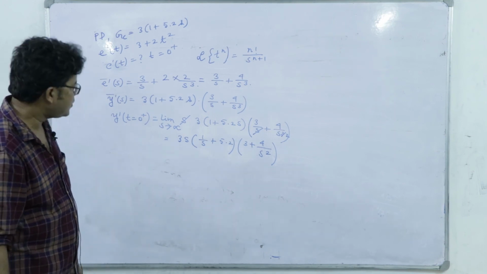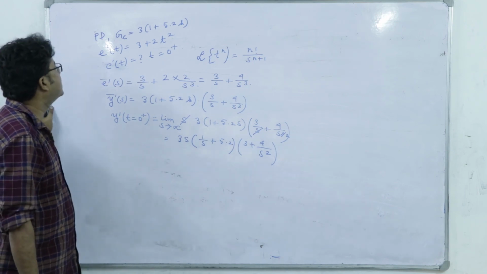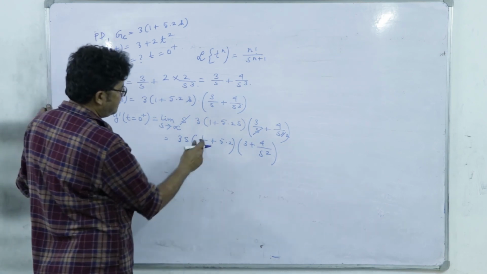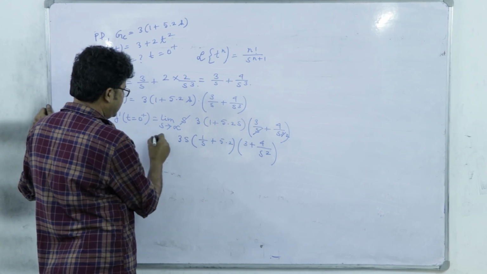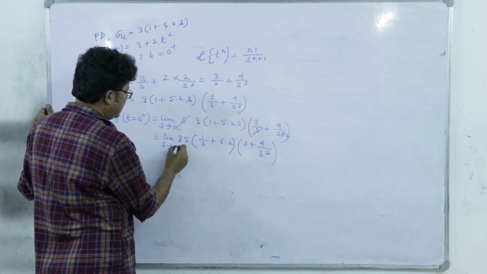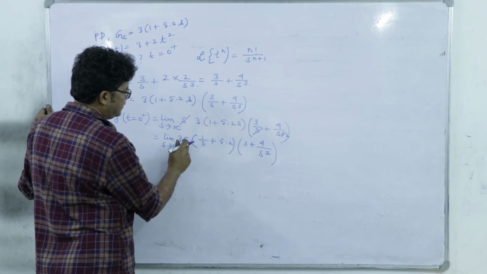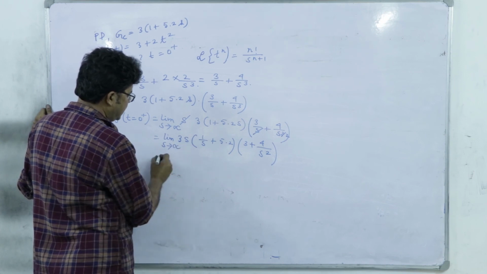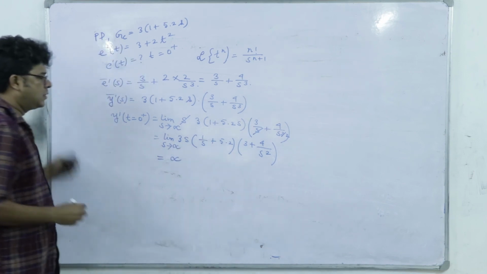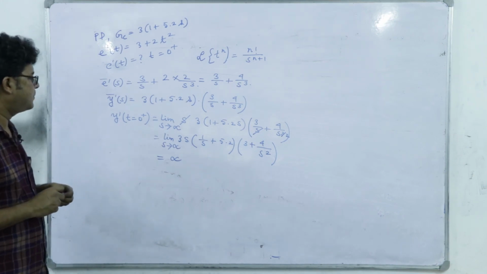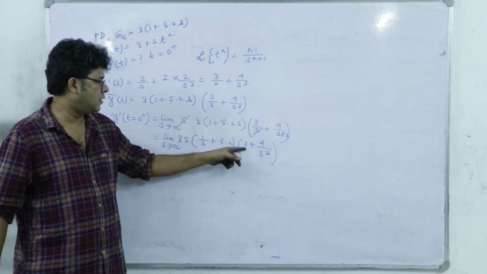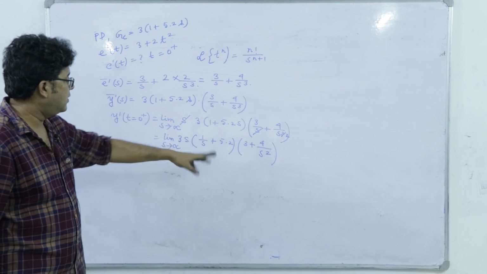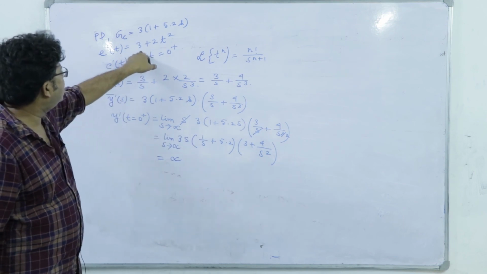So what will happen? This s and here it is limit s tending to infinity. So this s is not going to cancel out. Okay. So what will happen? The overall outcome momentarily will jump to infinity, because this s is not canceled. If it were 3t, then it would have been a different answer.